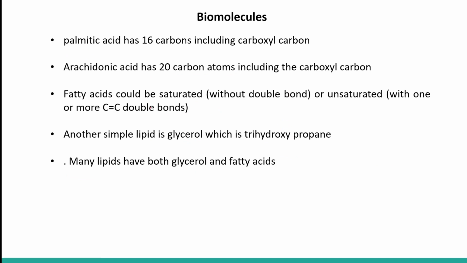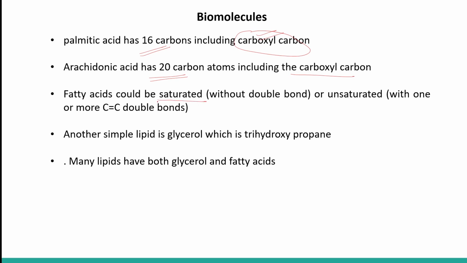Palmitic acid has 16 carbons, and that includes the carboxyl carbon. Okay. Arachidonic acid has 20 carbon atoms, including the carboxyl carbon. Fatty acid could be saturated.